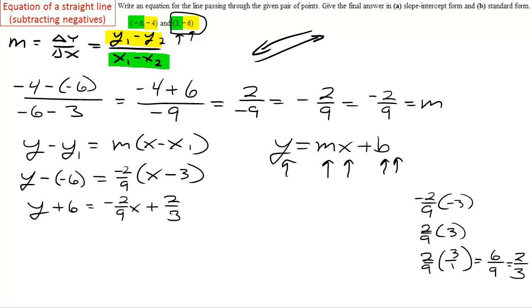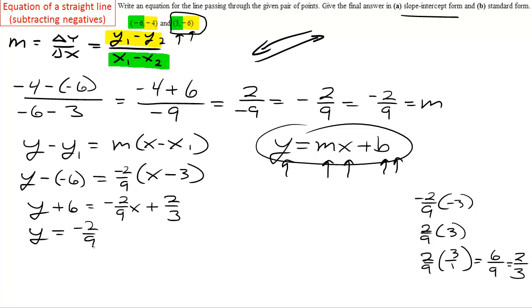Okay, now the last thing we have to do is move the 6 across, because we want this in slope-intercept form, which means we want it in y equals mx plus b form. Move the 6 across, y equals negative 2 ninths x plus 2/3 minus 6. And now we have to combine those two things for our b, right? That becomes our b. Okay, so over here I'm going to do it on the side again.